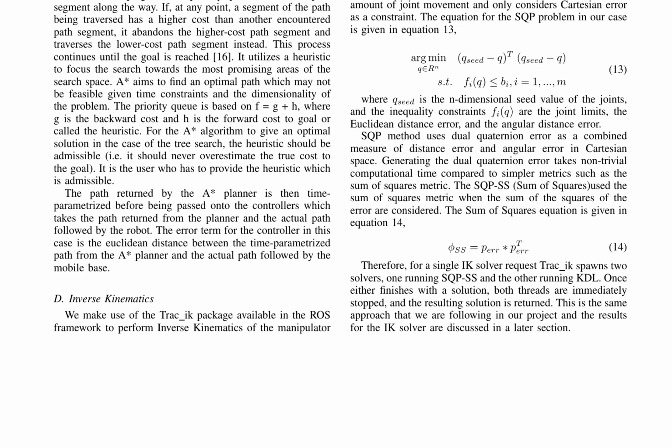An alternative is to use the sum of squares metric, which is faster to compute. The TRAC-IK solver uses both SQP and KDL solvers in parallel, and returns the solution from the first solver to finish. This approach is used in the project, and the results for the IK solver are discussed in a later section. A finite state machine, FSM, is employed to model the pick and place task using the Fetch robot.